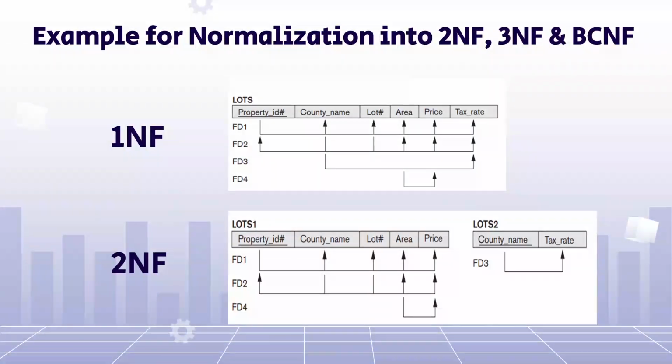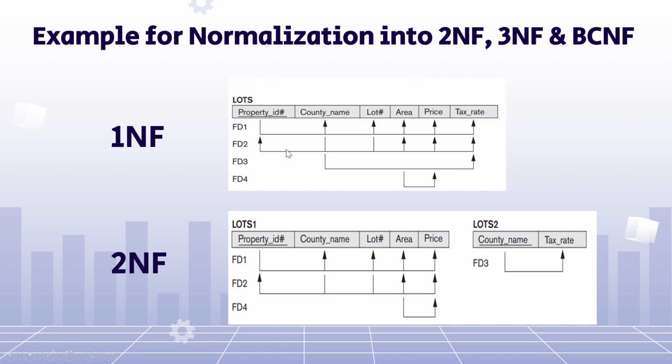So now we can see one example where we are taking one relational schema, and we are decomposing it into 2NF, 3NF and BCNF. So here is the relational schema we have taken. There are no values given here. This is a relational schema, and here the property ID is the primary key. So we are assuming that the relation is in 1NF form, and these are the functional dependencies given here.